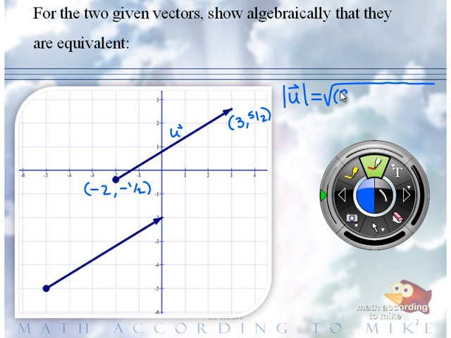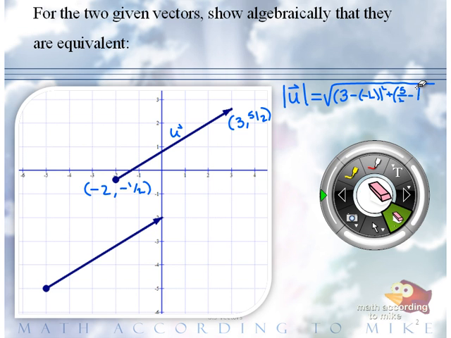So we should have 3 minus -2 squared plus, and then 5/2 minus -1/2 squared.